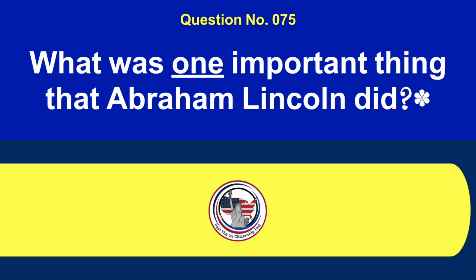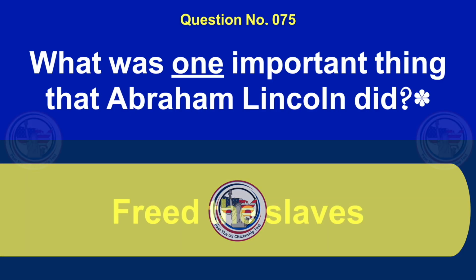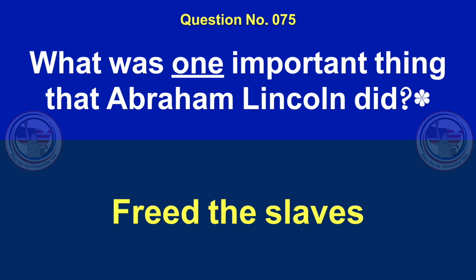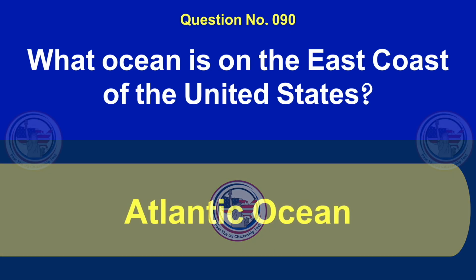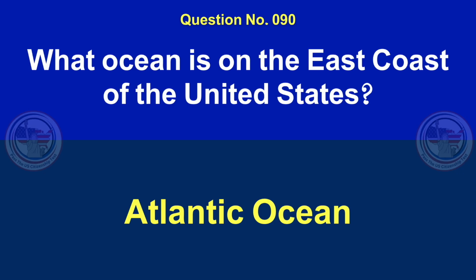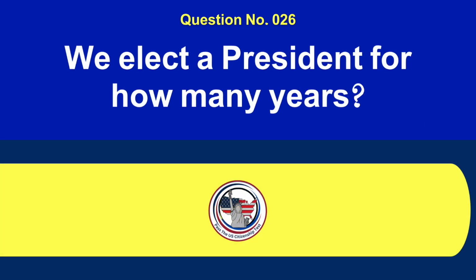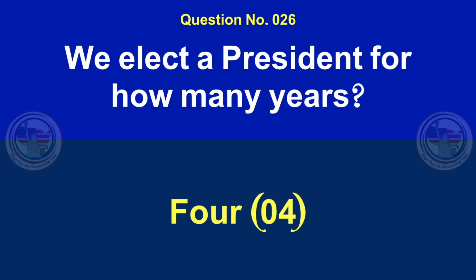What was one important thing that Abraham Lincoln did? Freed the slaves. What ocean is on the east coast of the United States? Atlantic Ocean. We elect a president for how many years? Four.